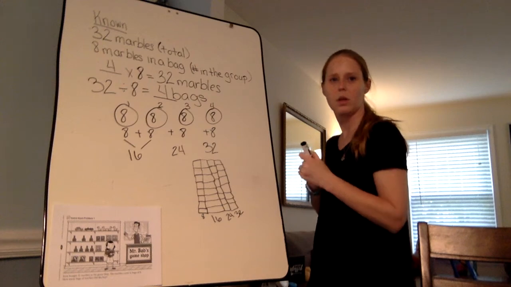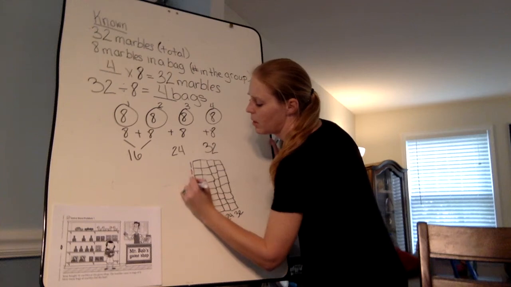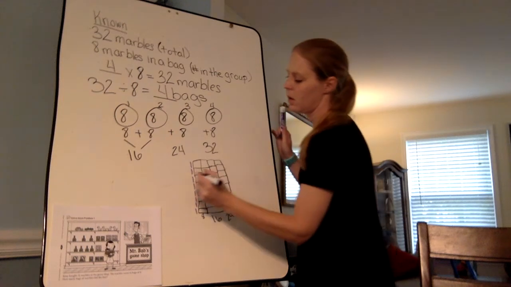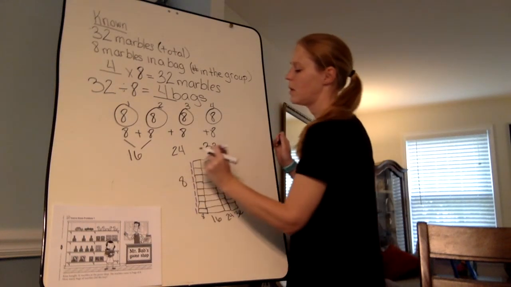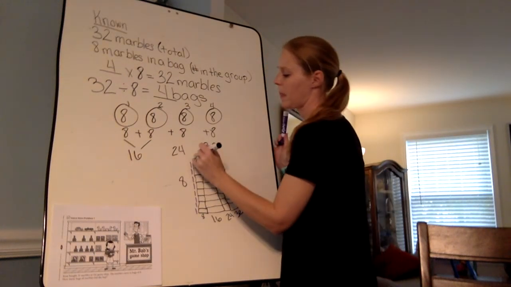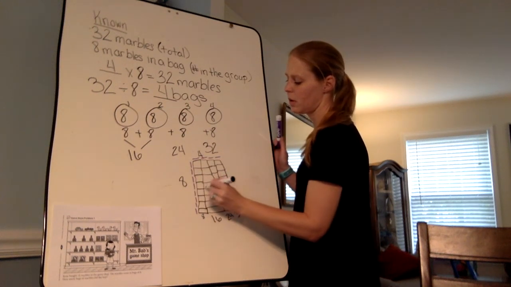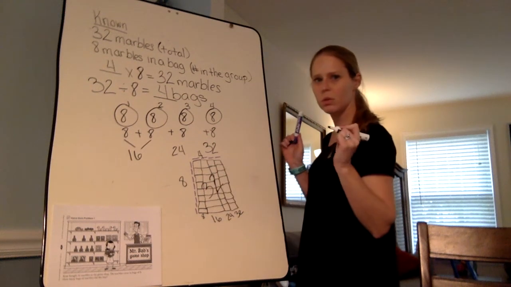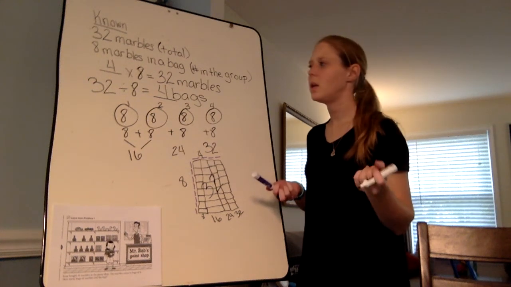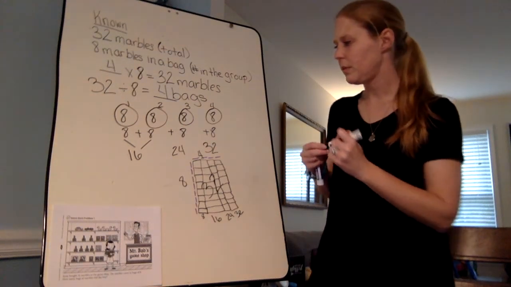I'm going to switch colors really quick. So here's 1, 2, 3, 4, 5, 6, 7, 8. That was our known number. And then going across is our unknown number of 1, 2, 3, 4. So 8 times 4 equals 32. So we know that there were 32 marbles, 8 in each bag. We found out that there are 4 bags. Okay? Thanks for watching, guys.